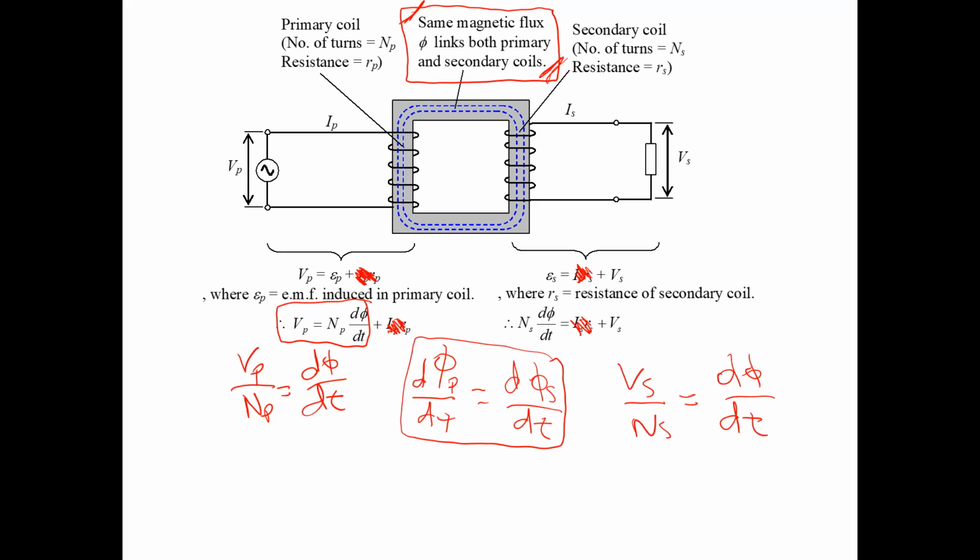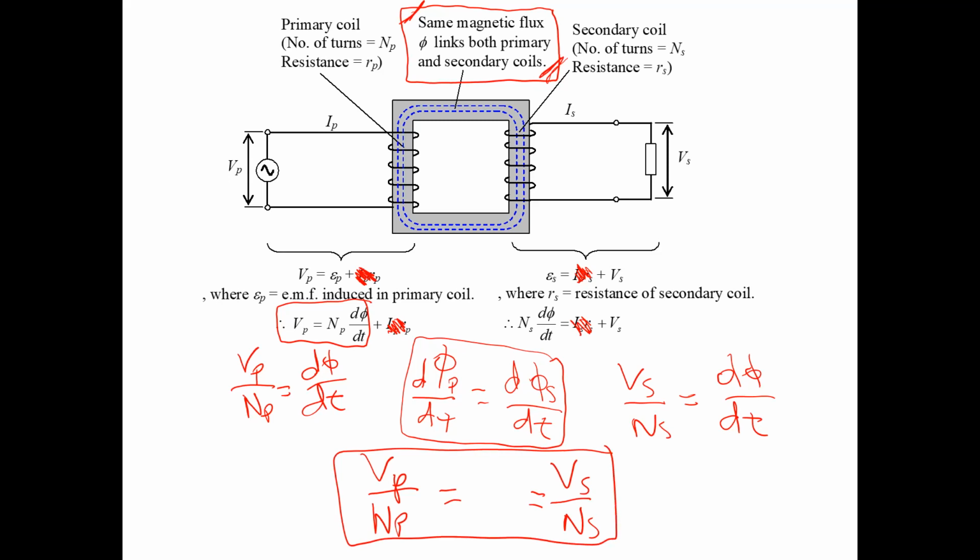Which is to say, Vp over Np must be equal to Vs over Ns. The d phi dt in between is taken away. And this is how you got your transformer equation in your secondary school. Okay, this is A levels, right? We cannot ask you to do the same thing as your O levels.